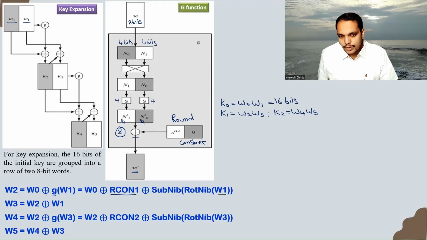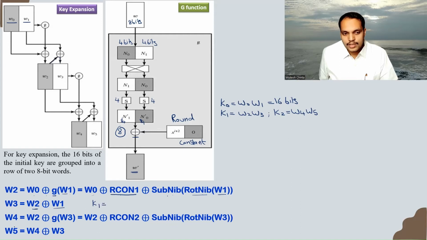You take W1 as an input. You first rotate the nibbles of W1 and then perform the substitute nibble. Whatever value you get here, you perform an exclusive OR with the round constant 1 and then an exclusive OR with the W0. Similarly, W3 is obtained as exclusive OR operation between W2, the one we just calculated, and the W1 value.